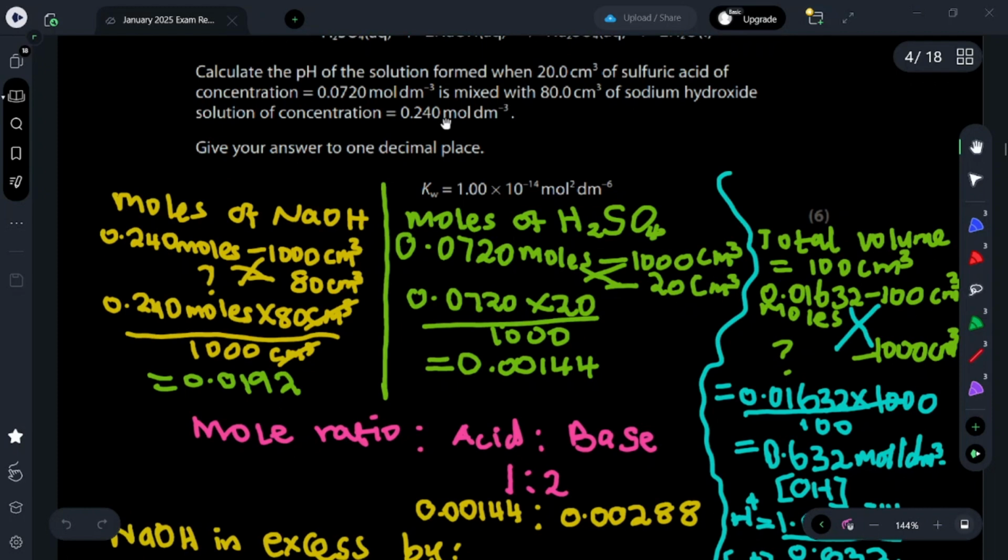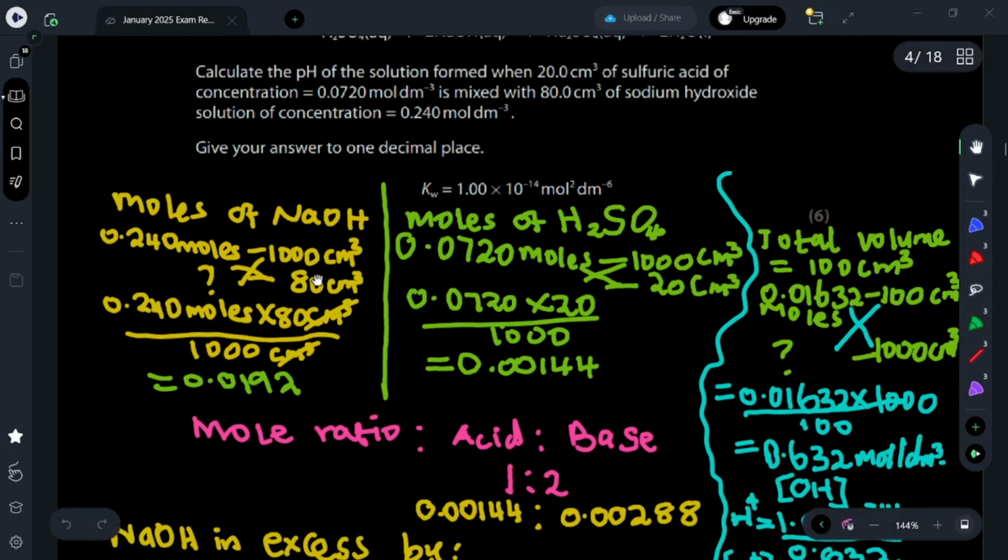We need to understand how to interpret the concentration without necessarily just going direct to the formula of calculating the number of moles. We need to understand what concentration actually means. So if we are given here 0.240 moles per dm cubed, this actually means that in every 1 dm cubed, there is 0.240 moles, which we can write as 0.240 moles is in 1,000 centimeters cubed, which is the same as 1 dm cubed.